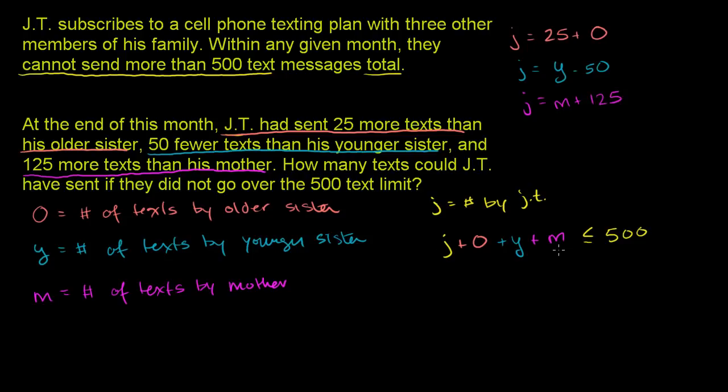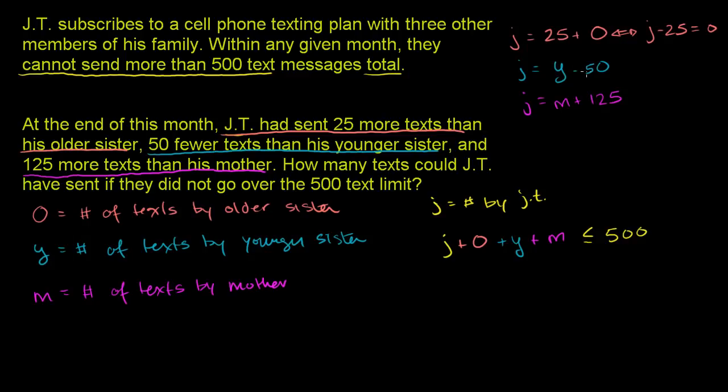Now, I want this equation all in terms of J, because we want to say how many texts JT could have sent. So I want all of these expressed in J. So let's solve each of these for O in terms of J, solve for Y in terms of J, solve for M in terms of J, and then we can substitute back over here. So if J is equal to 25 plus O, if we subtract 25 from both sides of this equation, we get J minus 25 is equal to O.